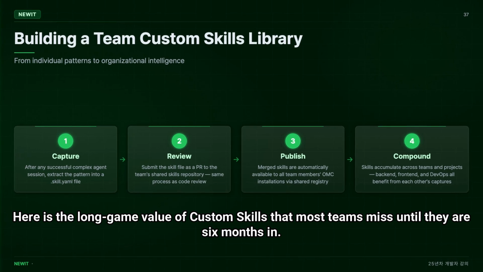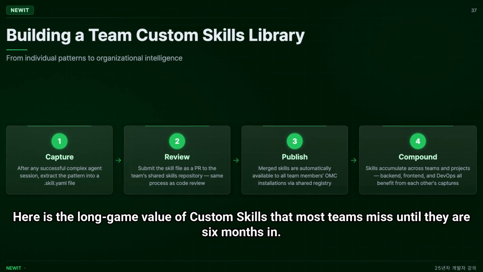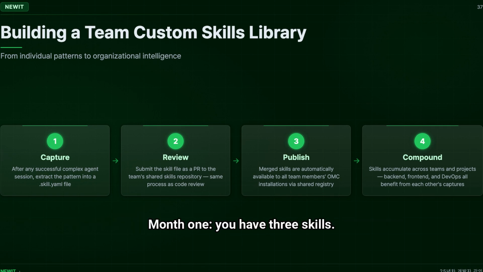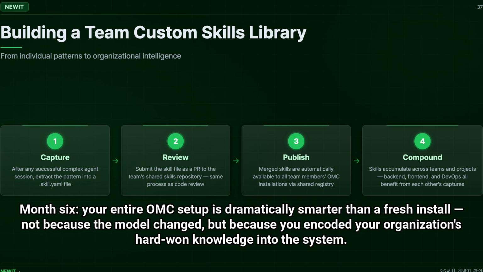Here is the long game value of custom skills that most teams miss until they are 6 months in. Each skill your team captures is an asset that compounds. Month 1, you have 3 skills. Month 3, 15. Month 6, your entire OMC setup is dramatically smarter than a fresh install. Not because the model changed, but because you encoded your organization's hard-won knowledge into the system.